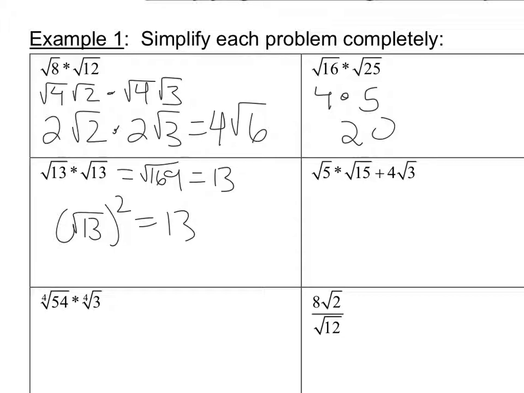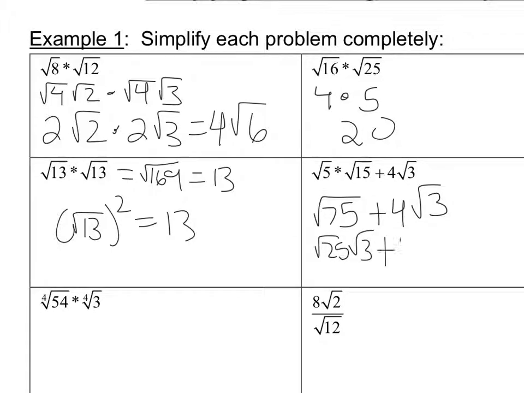So I look at these. I can't simplify anything yet, so I have to multiply it out. So 5 times 15, 75. But then that I can break into 25 and 3. So I get 5 square root 3 plus 4 square root 3. So I have 9 square root 3's. Okay?